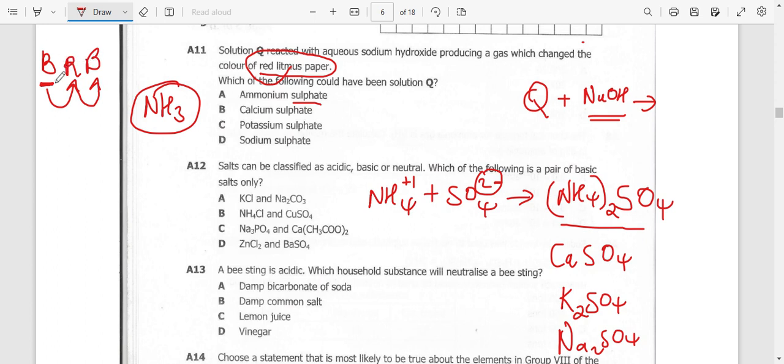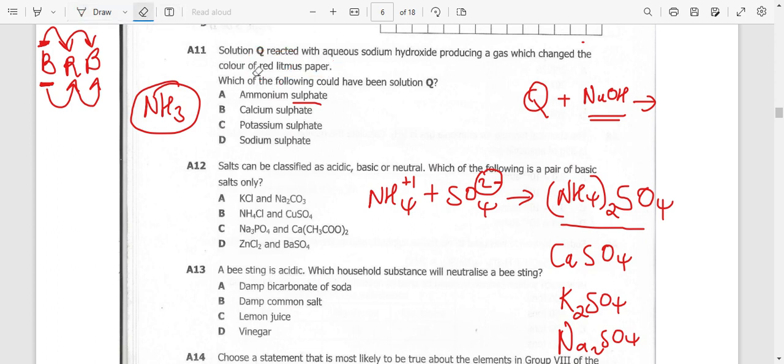This should help you, like they can ask sometimes. A base changes a red litmus paper to blue, meaning that an acid changes a blue litmus paper red. You get that? Yes, now. Base changes red litmus paper blue, and acid changes blue litmus paper red.